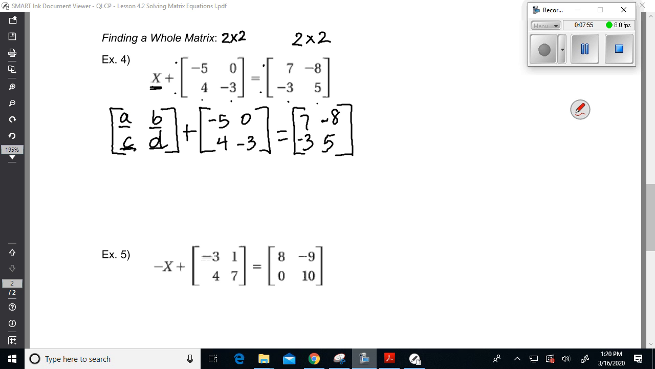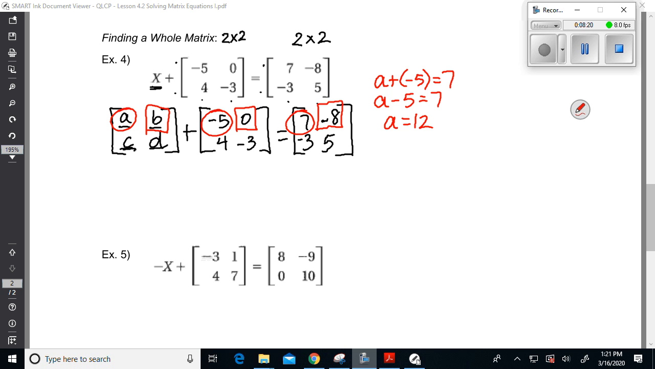So A goes with -5, goes with 7. So A plus -5 equals 7. A positive and a negative would become negative. So A equals 12. So there's 1. B, 0, -8. So B plus 0 equals -8. B equals -8.